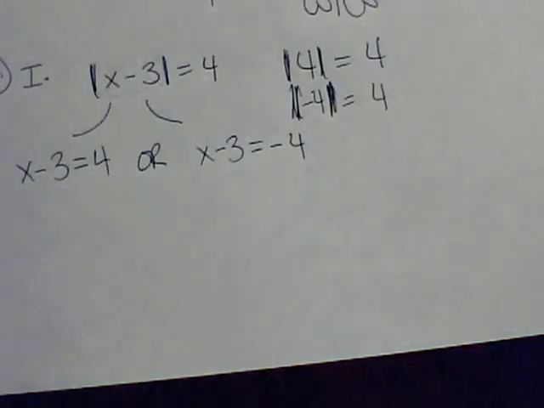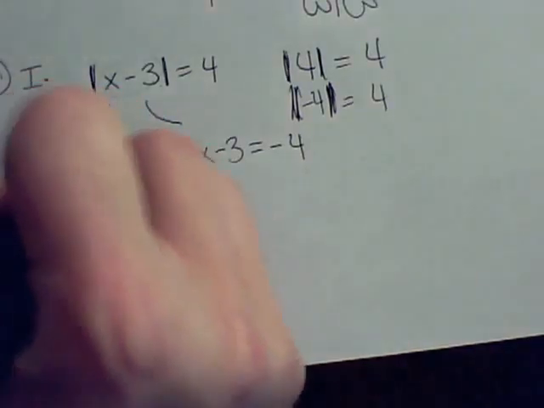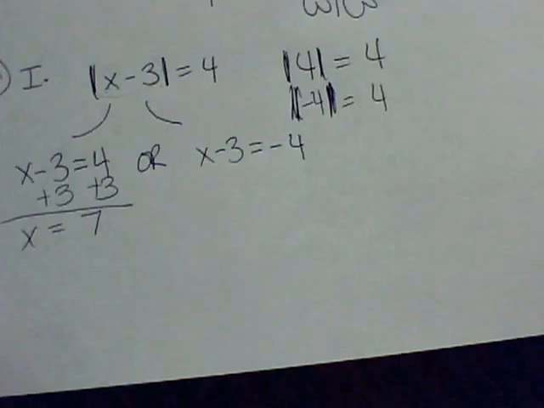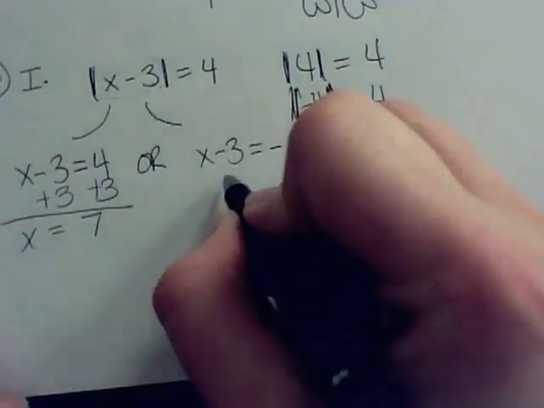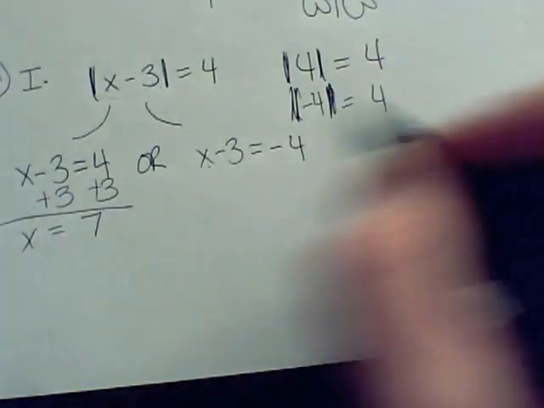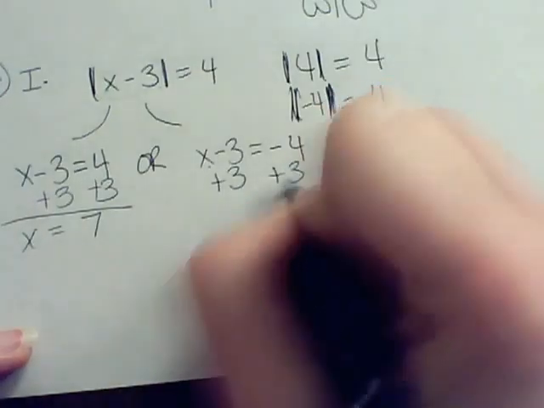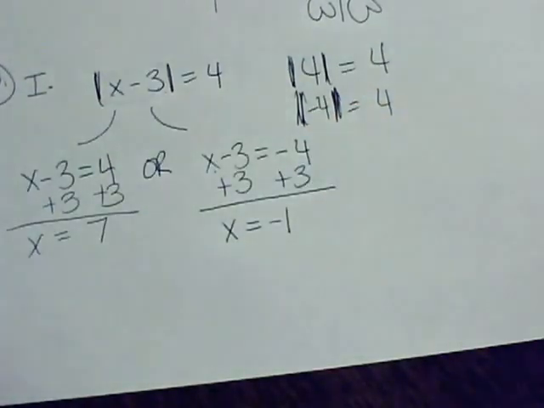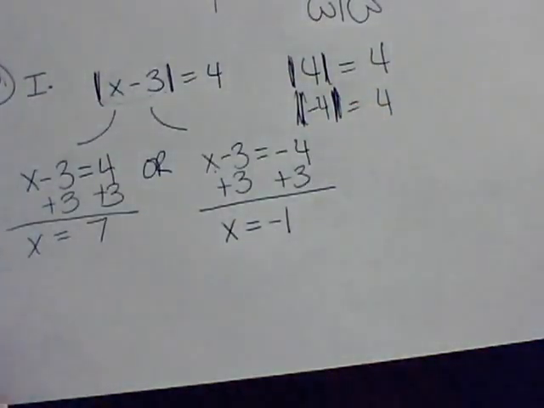So now I need to solve for the value of x. On this first one, how do I solve for x? Add 3 to both sides. So what does x equal? 7. So we know that one option for x could be 7. The other option for x, how do I get this one by itself? Add 3 again. So I'm doing this same step. And in this case, x equals negative 1. How many solutions do I have for x? 2.